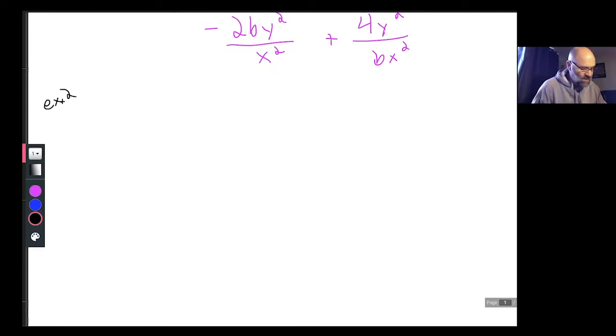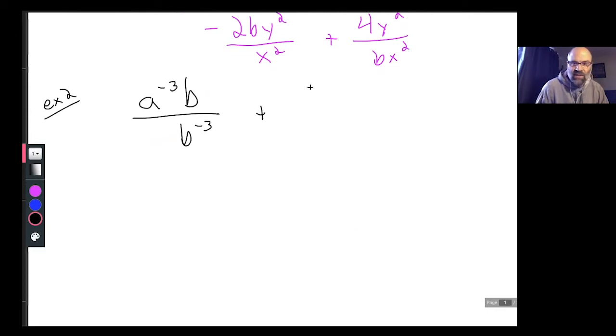Your first step is to clean up these separate terms first and then see if you can combine them together. Okay, so here's example 2. There's just 2 terms: a to the negative 3b all over b to the negative 3, plus 2b to the 4th all over a cubed. Okay, so let's clean it up first.